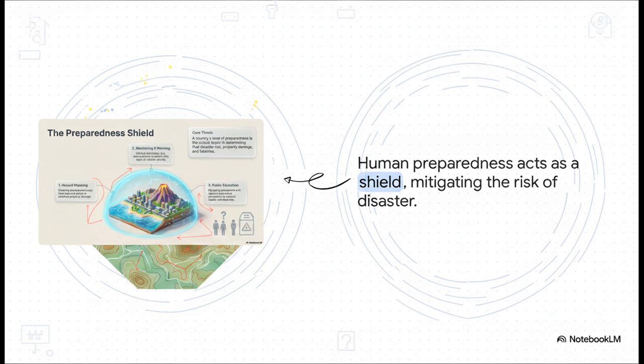The other side of the coin is our preparedness shield, everything we can do to reduce that risk. This really comes down to three key things: hazard mapping, so we know not to build in the most dangerous places; monitoring and warning systems to give people precious time to get to safety; and public education, making sure everyone knows exactly what to do when a warning comes.